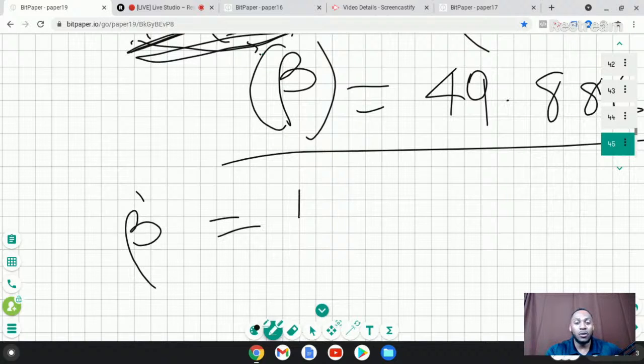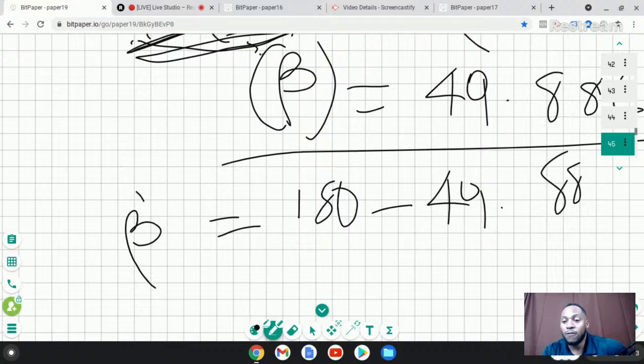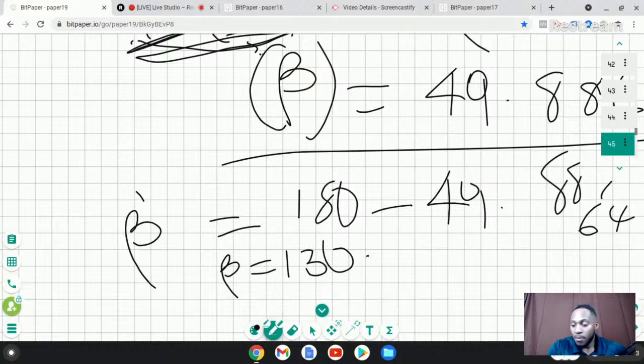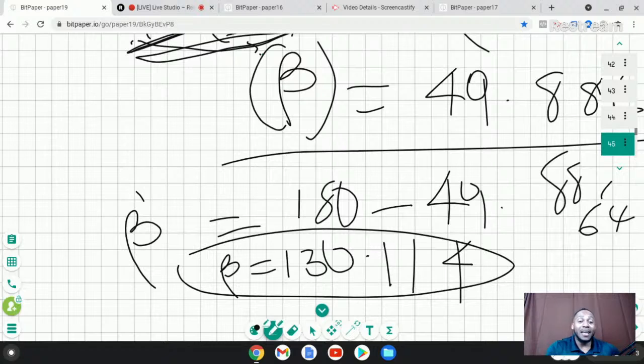What we're actually looking for is 180 minus 49.8864. And now I take 180 away from this, and that gives me beta is equal to 130.114. Now, that looks a lot better than what we had before, because before we had beta equal to 49 degrees, and that didn't look like a 49-degree angle.